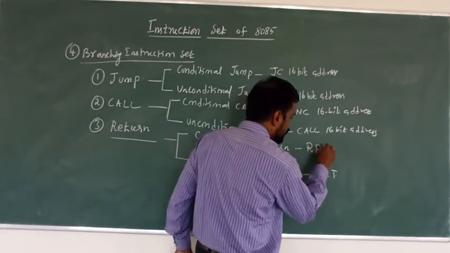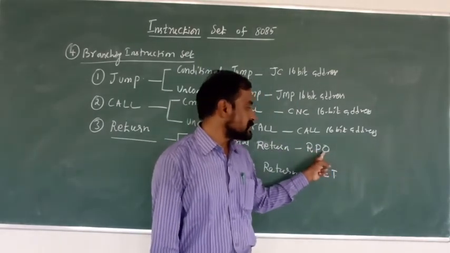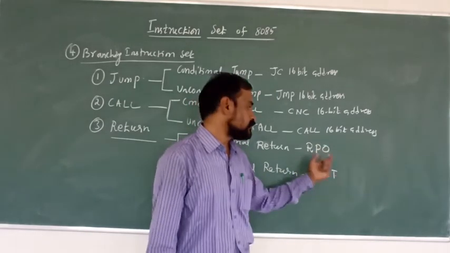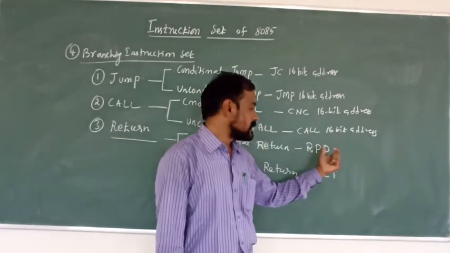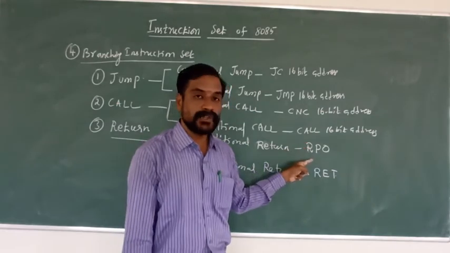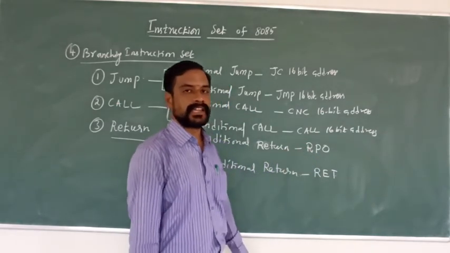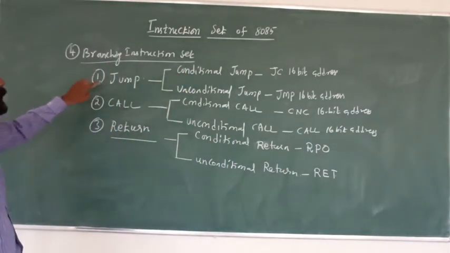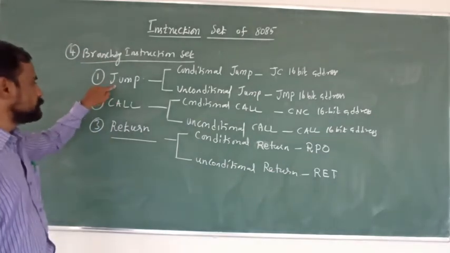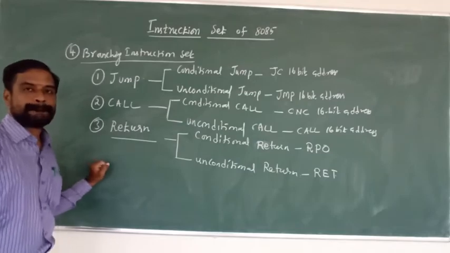Example, RPO. RPO means return if result is odd parity. If the result is odd parity, now this condition is satisfied, it will return back to the main program. Otherwise, it will execute the next address location of the program. Okay. There are 3 types of branching instruction sets: jump, call and return.